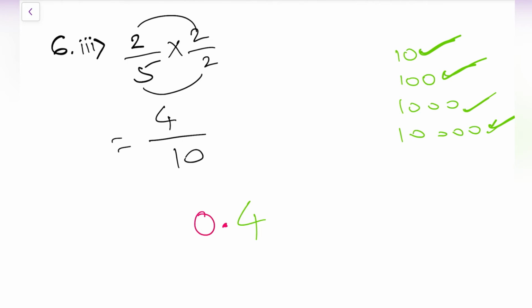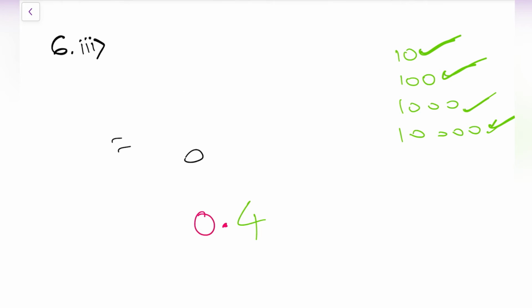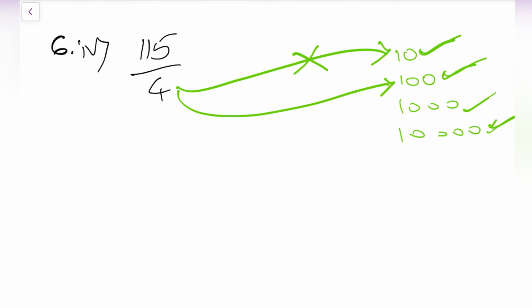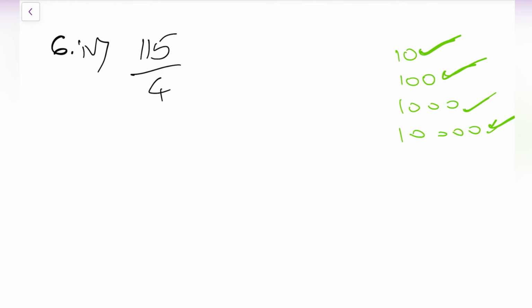Next, fourth question. We have 115 divided by 4. In 4 table 10 will come? It won't come. In 4 table 100 will come? Of course it will come. But where it will come? 25. 4 into 25. So multiply and divide by 25 by 25.